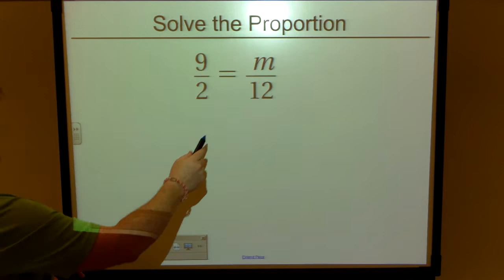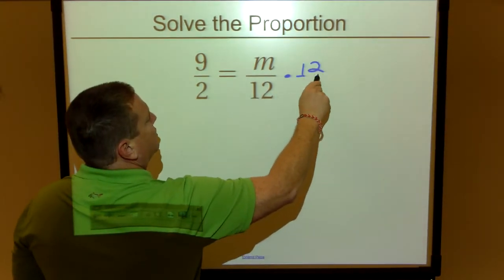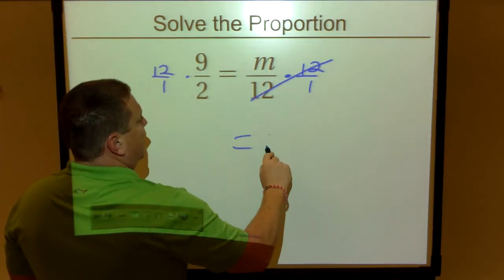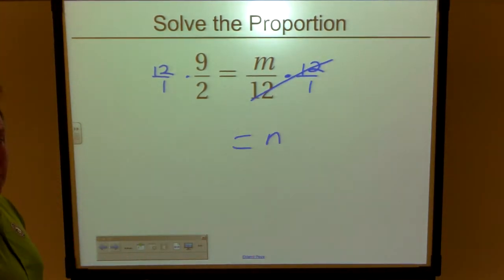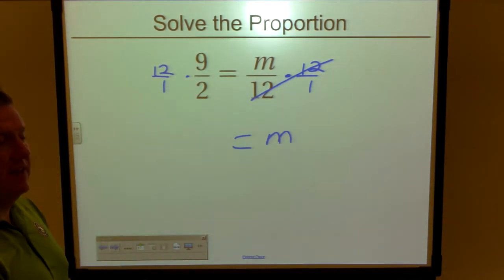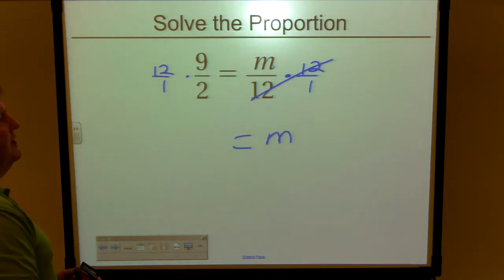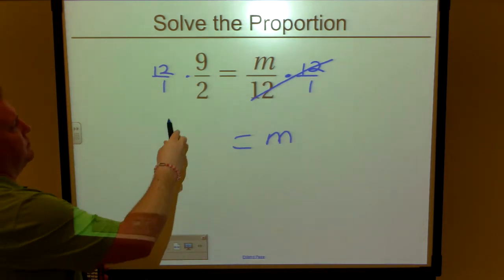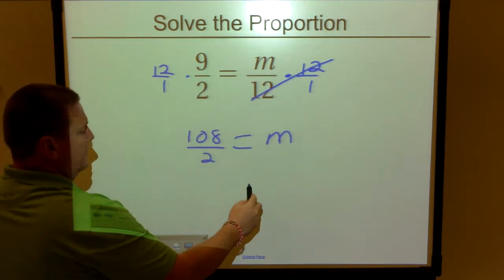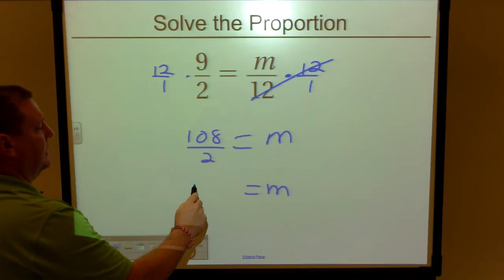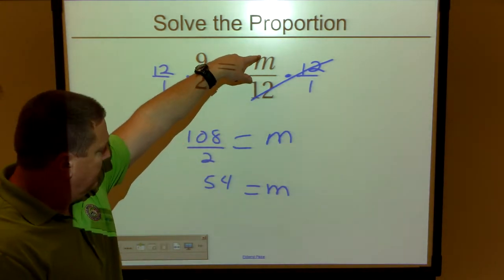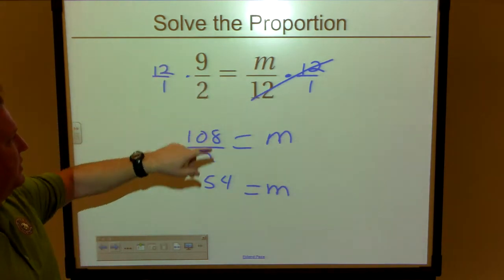Here's another one. Got to divide by 12, so I'm going to times by 12. 12 over 1 times 12 over 1. 12s will cancel out. And when I say cancel out here, what I really mean is they become 1, and 1 times m is equal to m because that's the multiplication identity property. 9 times 12 is going to give you 108. 1 times 2 is just 2. And then, of course, simplify that so that m ends up equaling 54. So the value of m here would be 54 over 12 is equal to 9 over 2.